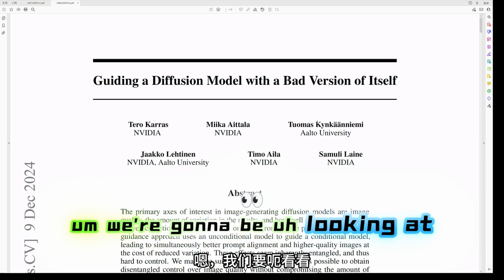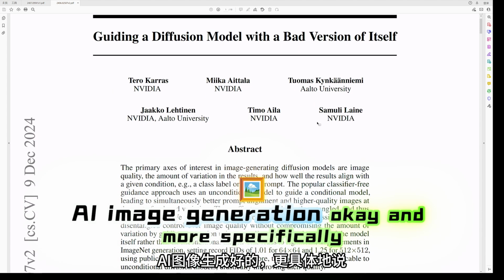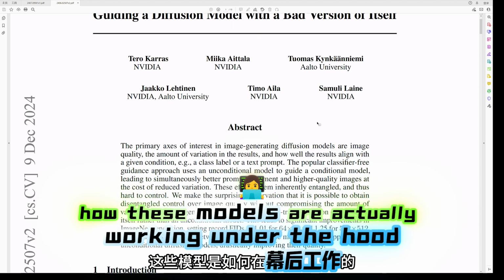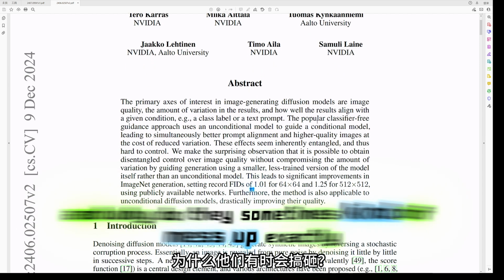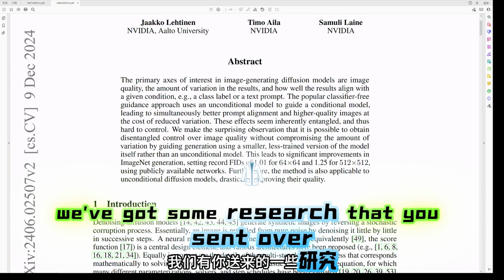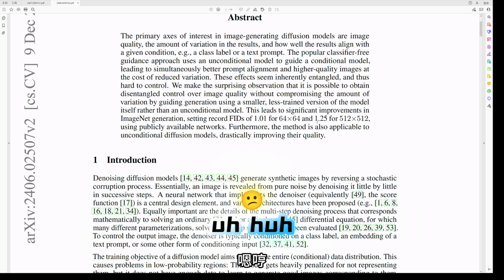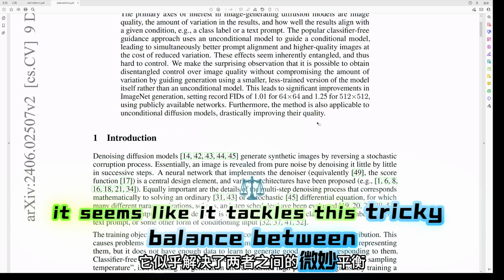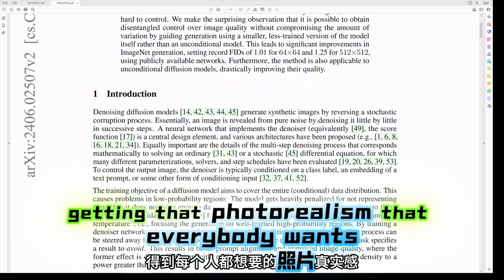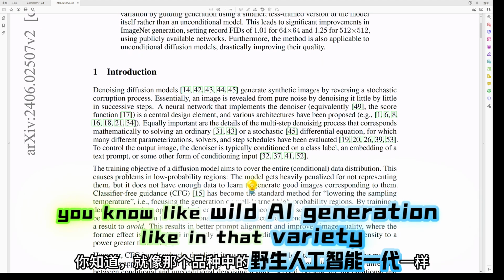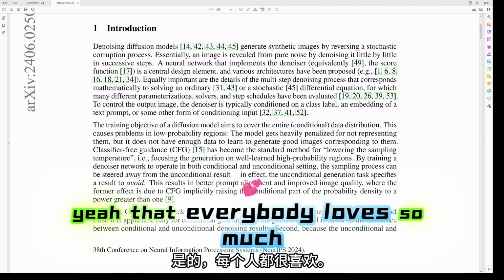Today, we're going to be looking at AI image generation, and more specifically, how these models are actually working under the hood. Not just looking at what they create, but how are they learning and why do they sometimes kind of mess up? We've got some research that you sent over on this really fascinating technique called auto guidance, and it seems like it tackles this tricky balance between getting that photorealism that everybody wants, but then also keeping that wild AI generation, that variety, keeping the AI weirdness that everybody loves so much.